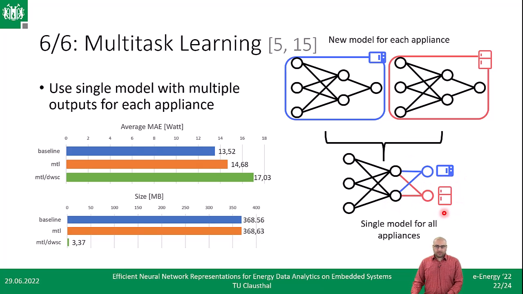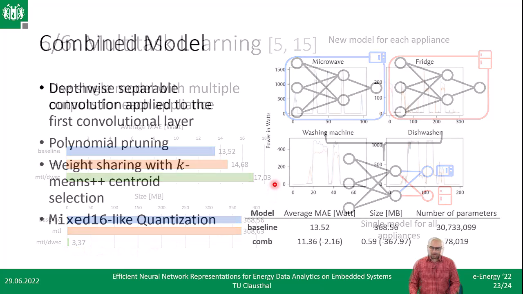Using this technique, we created a single model for all 4 appliances that we considered, and the model size increased slightly, as you can see here, as only the final layer is replicated for each appliance, which contains only 1 neuron and 1025 parameters. On the other hand, the MAE increased by about 1 watt. We also tested the setting with depthwise separable convolution and compressed the model to about 3 megabytes with an average mean absolute error of 17 watts.